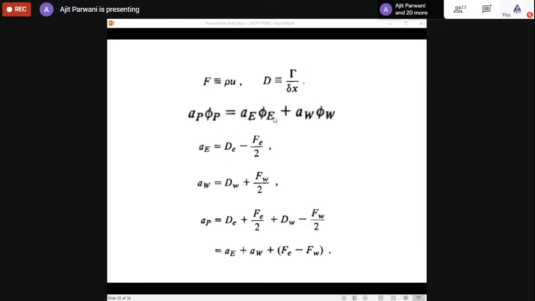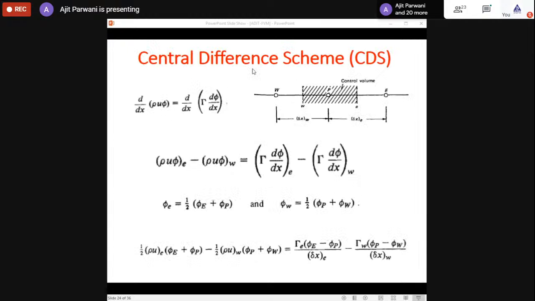And what does this D represent? D represents diffusion. It means that if the velocity is higher, if the convection term is dominating over the diffusion term, and you are using the central difference scheme, then you will get an unrealistic result. Therefore, if the convection is high, you do not use the central difference scheme. If you do, you will get an unrealistic result.